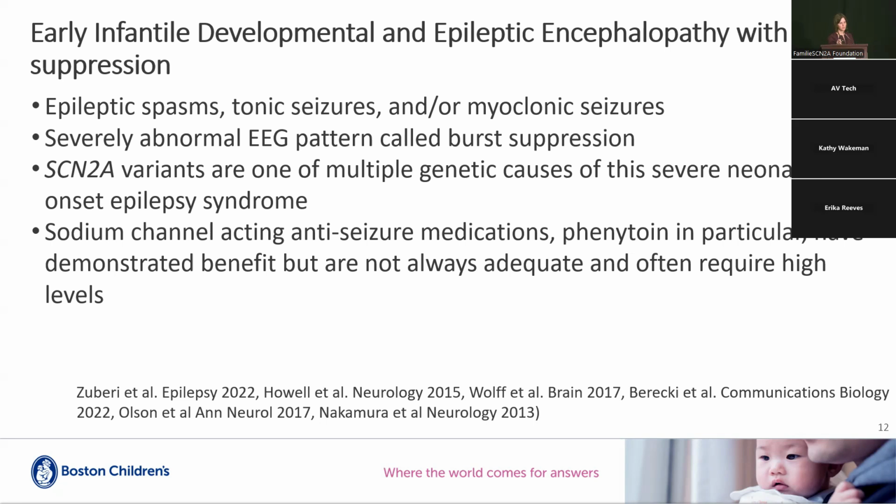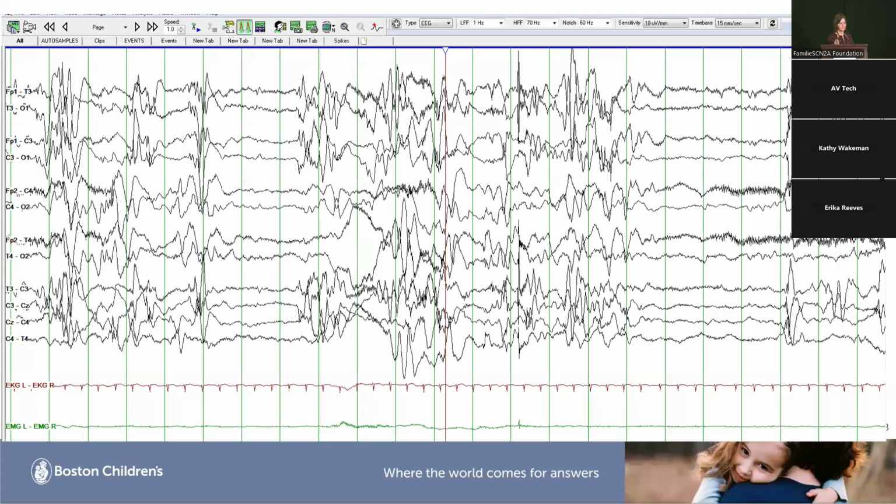And SCN2A is just one of multiple genes that can cause this syndrome. Sodium channel blockers usually work the best in this group with early onset because they tend to be gain of function, but they may not be adequate. And as I mentioned in the question and answer session yesterday, we often need very high levels of phenytoin in particular, where you're teetering on toxicity.